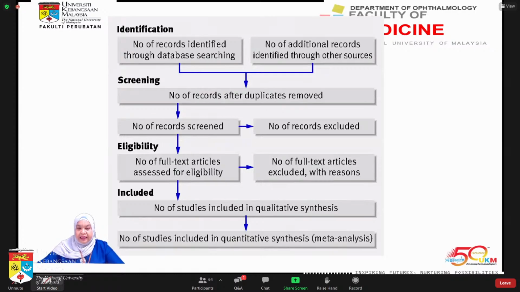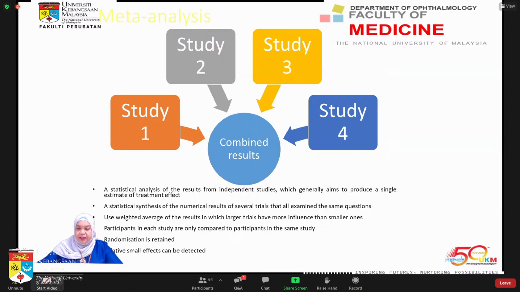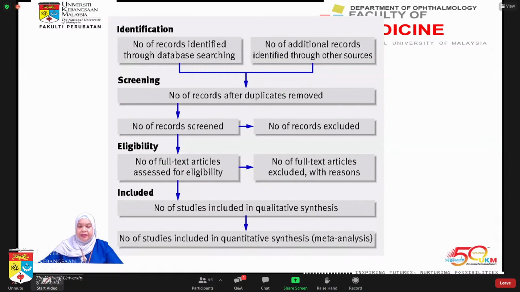So here I reiterate, when you have identified your studies, and you have screened and looked for eligibility and you include the studies, this is called systematic review. And if you have good quality studies and the studies are homogeneous, then you can do meta-analysis.